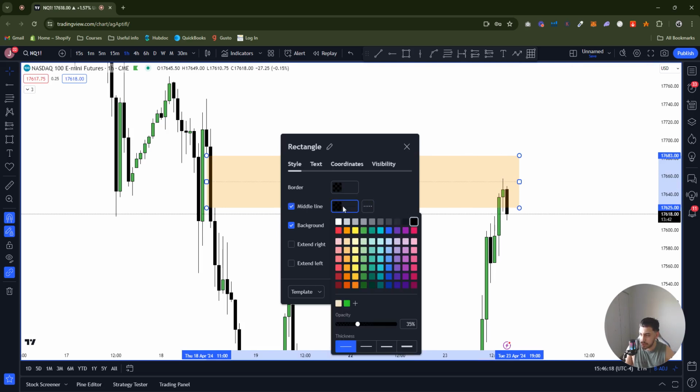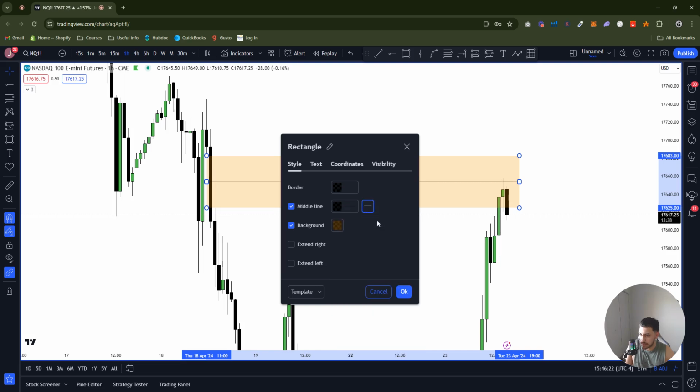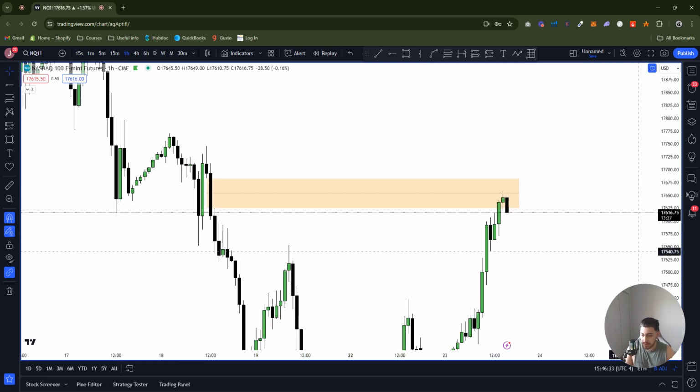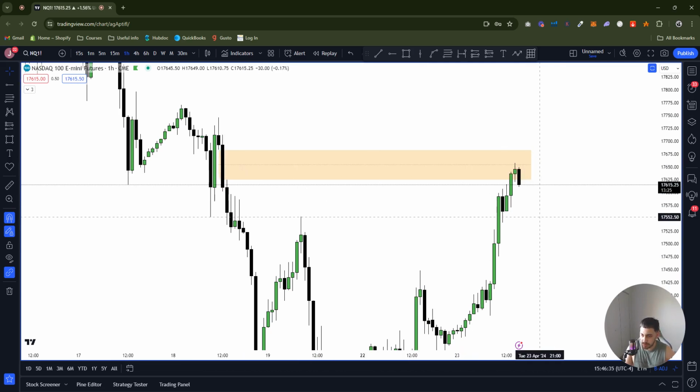You come in here and change the color, whatever you want to do. I usually just keep it like that. And then you can change the setting, right? Dash line, dotted line, etc. I have it on dotted because it's very, very subtle. I don't really like having something super noticeable right in the middle. But the halfway point of fair value gaps is important because you usually can get a reaction there.